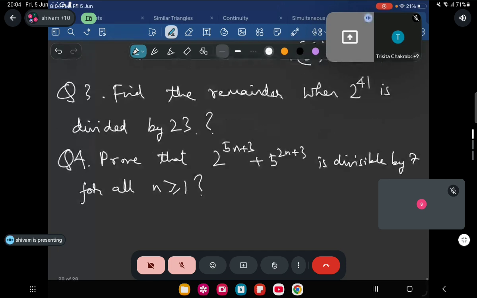Okay, if you have done this, 3 and 4 you people are solving. Okay, so should I start? Tell me. Sir, please give us tips, sir. Tip. Use Fermat's theorem. 23 is a prime number, right? Tell me.